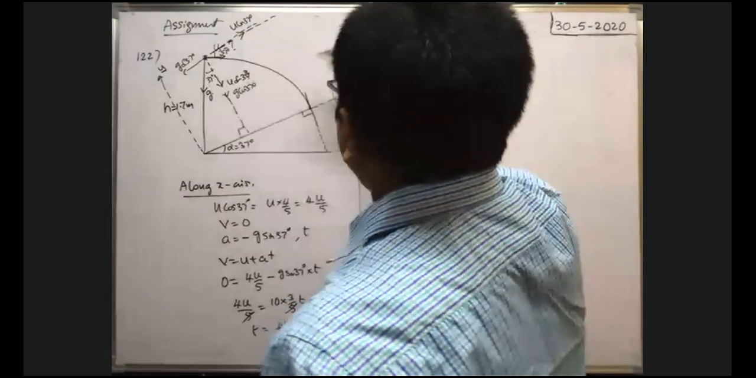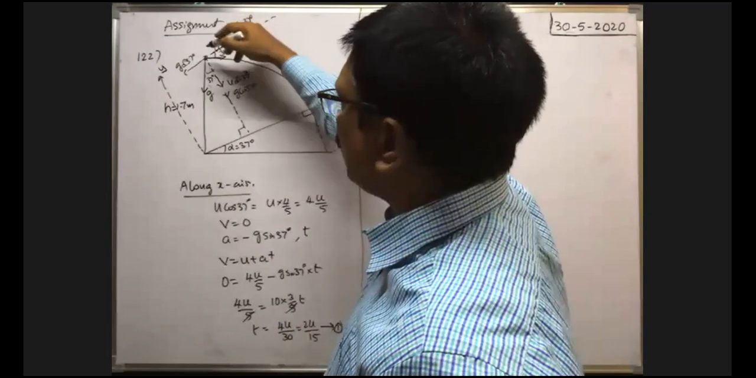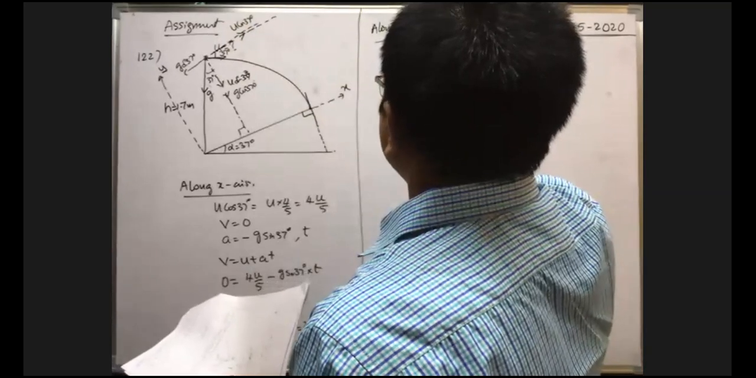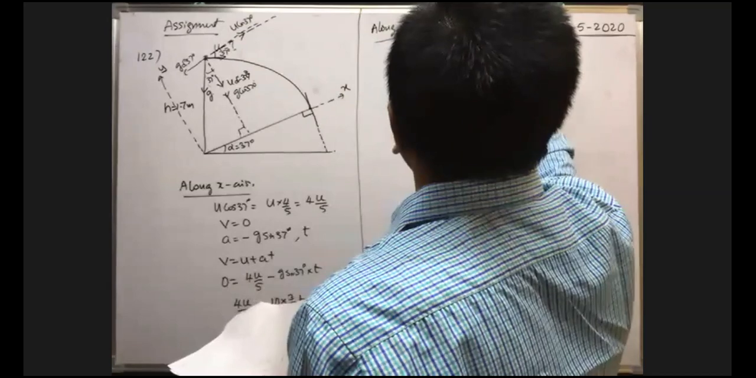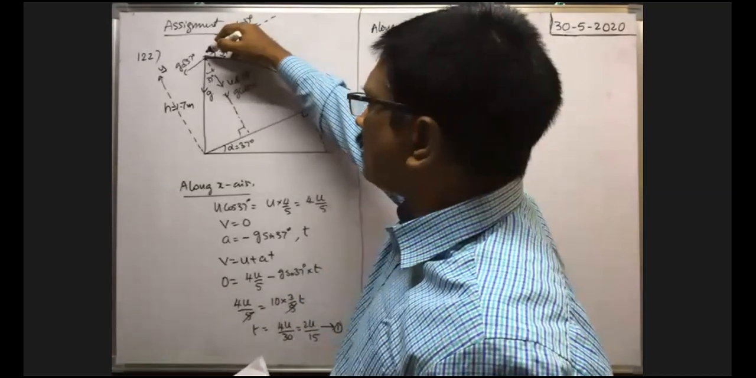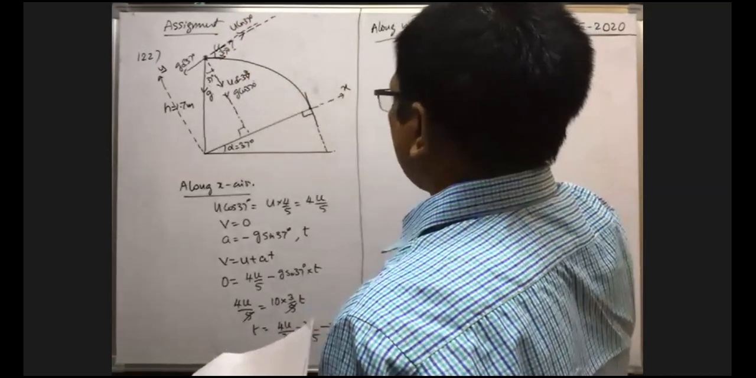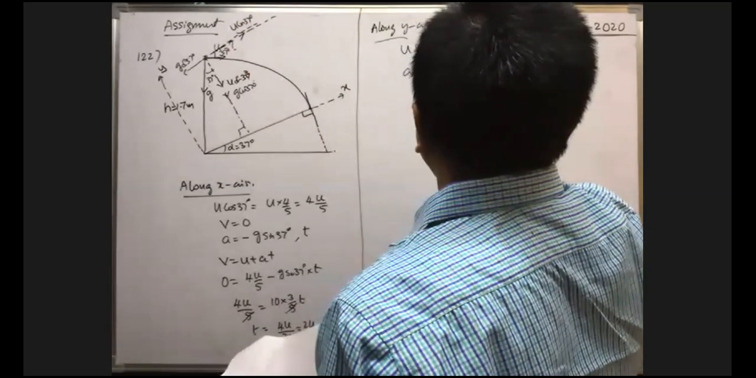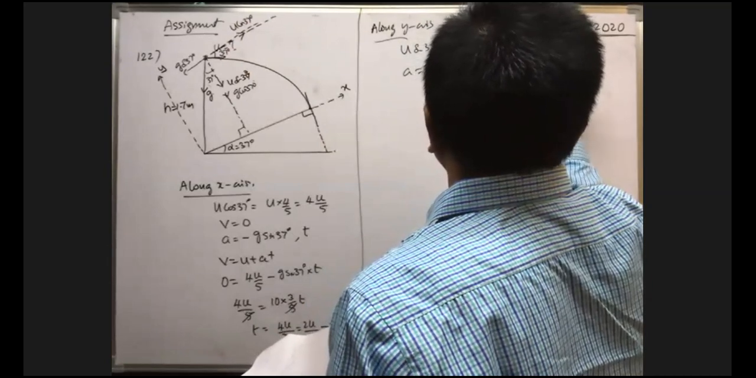Okay, now along the y-axis, what is the initial velocity? Along the y-axis, the initial velocity component is downwards only. That's why the initial velocity is u sin 37, that is equal to u into 3 by 5, so 3u by 5. Acceleration: the initial velocity along the y-axis is downwards, and the acceleration is also downwards. That's why a is positive, plus g cos 37, that is equal to 10 into cos 37, which means 4 by 5, so that is equal to 8 meter per second square.